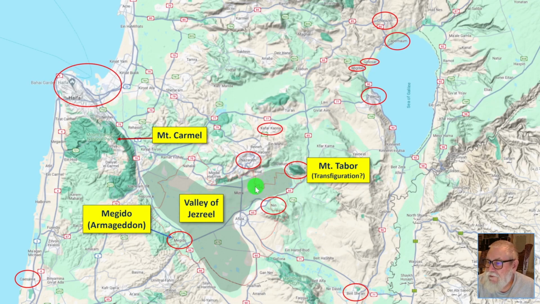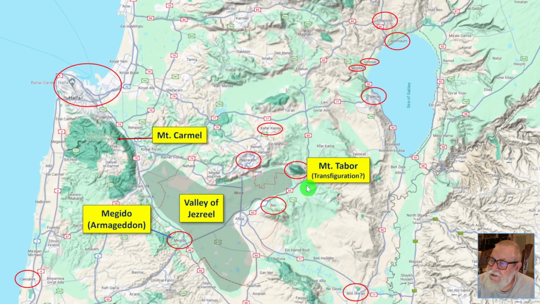Anyway, south of the Valley of Jezreel is this city that the modern name is Nin. In the Bible, it's called Nain, and that is where Jesus raised the son of a widow out of death, if you may recall. You can find that in Luke 7.